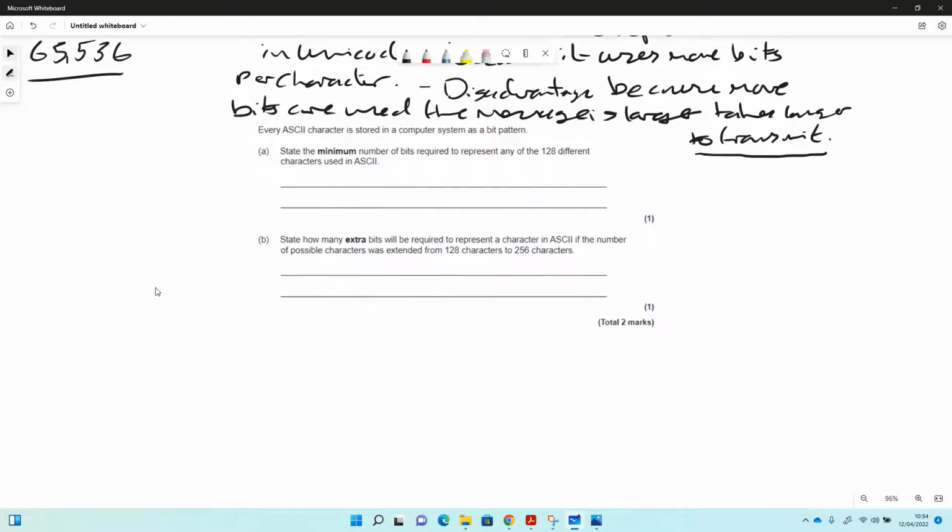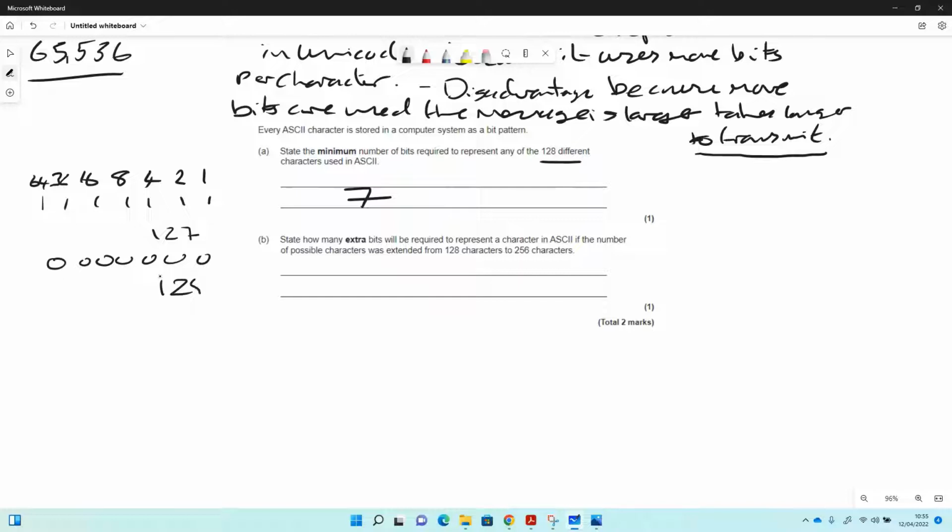So the next one we've got is every ASCII character is stored in a computer system as a bit pattern. State the maximum number of bits required to represent any of the 128. Well, we know it's 7. So ASCII is a 7-bit system. And if you want to prove it to us, we could write the numbers down. So there's our 7 bits. And if we add all these together, we get 127. And of course, we've still got 0.